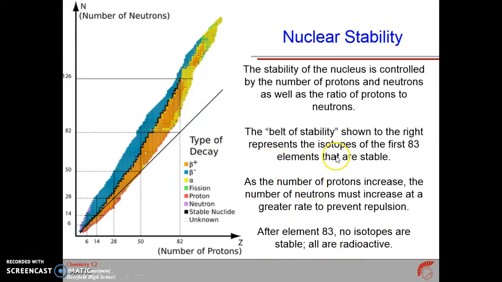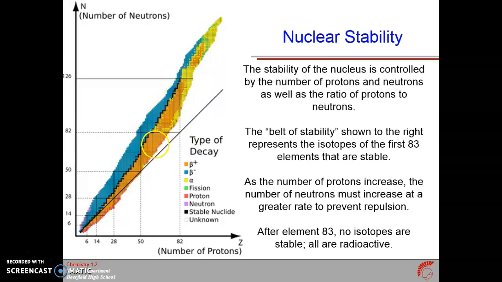So again, as the number of protons increases, we've got to increase neutrons even more in order to keep that repulsion from happening. So you can see if the isotope has more protons than the belt of stability says it should, it's going to cause a beta particle ejection. If it has fewer neutrons than the belt of stability said it should, it will often undergo a positron emission. Now, once in a while, you get a proton or a neutron spit out, but most of the time what you're going to get is either a beta particle or a positron.